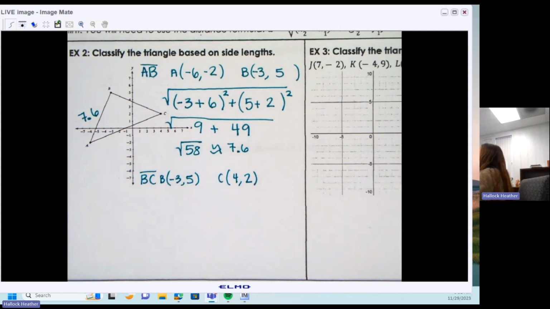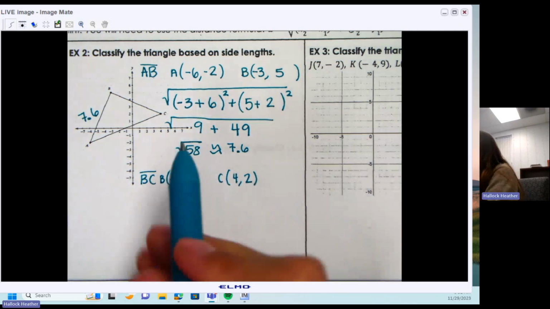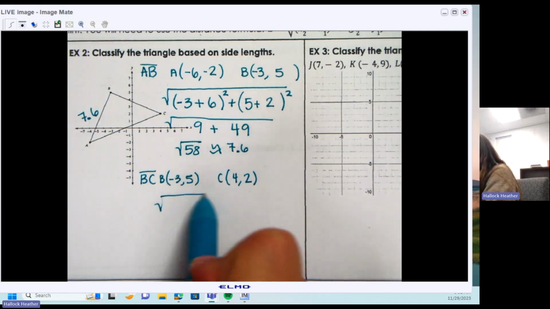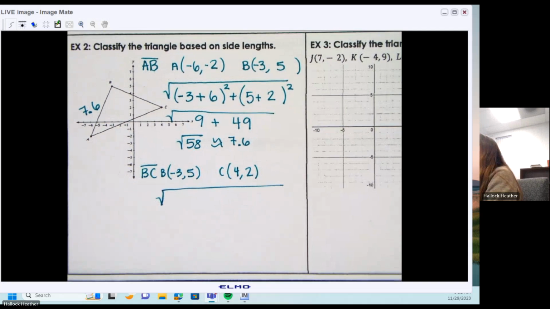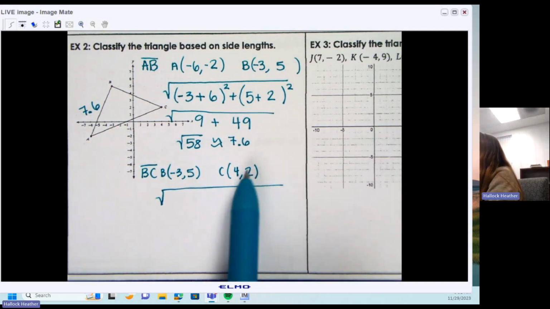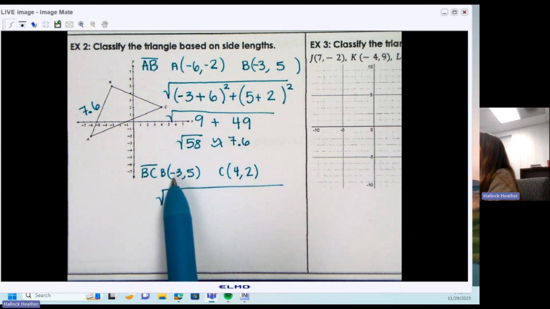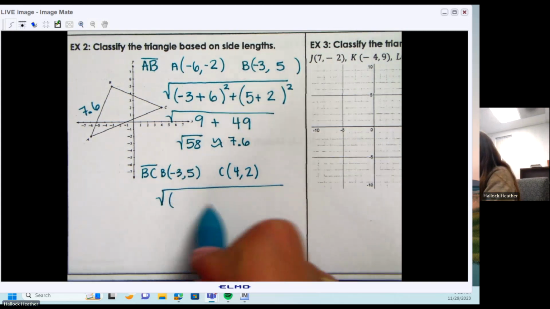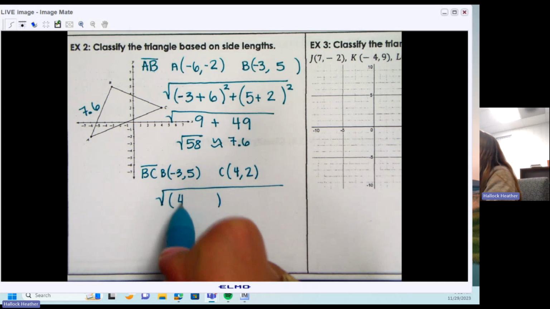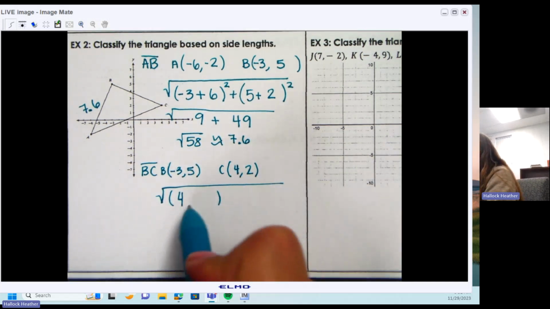And I'm going to do the same thing. And it doesn't really matter. People are like, which one's first? Which one's second? It literally does not matter, as long as you're doing your x's together and you're doing your y's together. So I'm going to take the x's and subtract them. So if I take x2, which is 4, and I'm subtracting x1, which is -3, 4 minus -3 really makes +3.